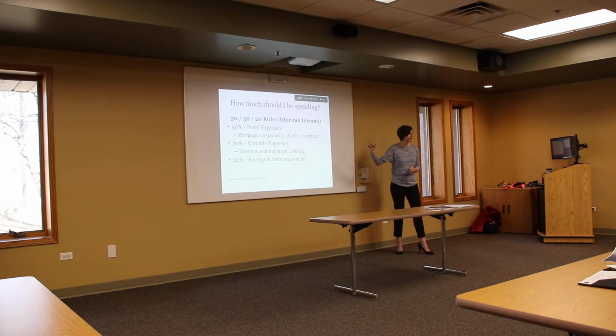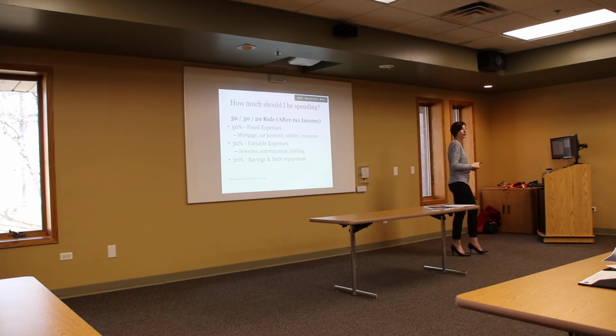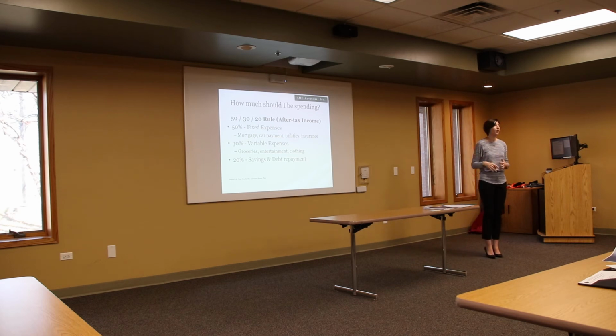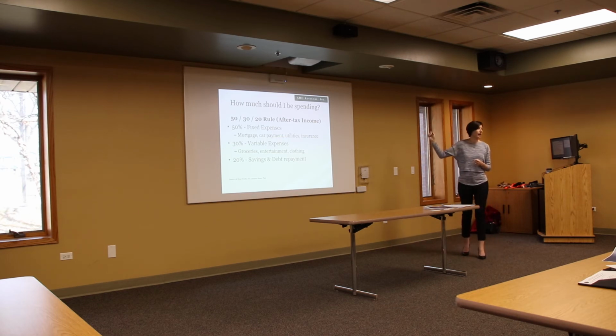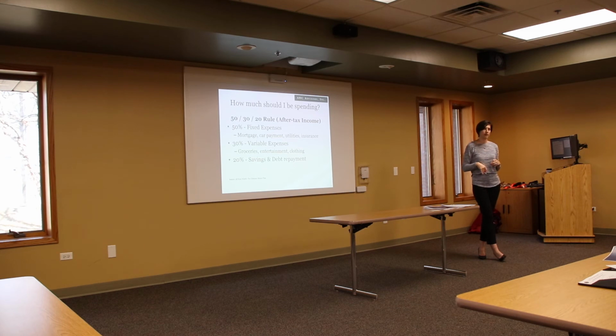So with your after-tax take-home income, 50% or less of that money that you bring home should be going to what we call fixed expenses. Fixed expenses are areas where you have to spend money. You have to have some sort of shelter. Most of us have to have some sort of vehicle in order to get to and from work. We have to have electric and water and gas. Utilities are something that we have to have. So these are fixed expenses, and 50% or less of your take-home pay should be going towards them.